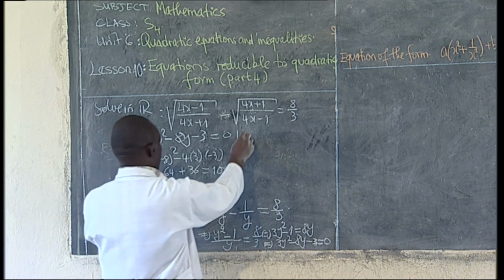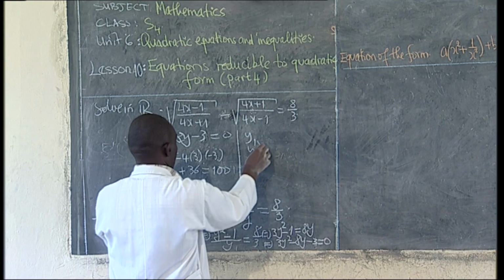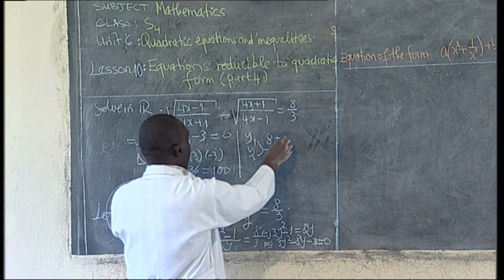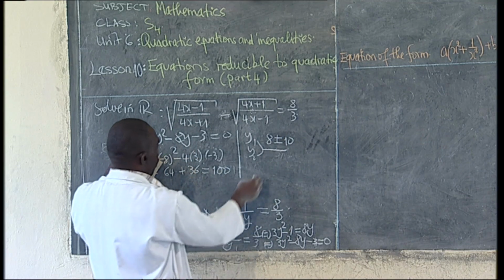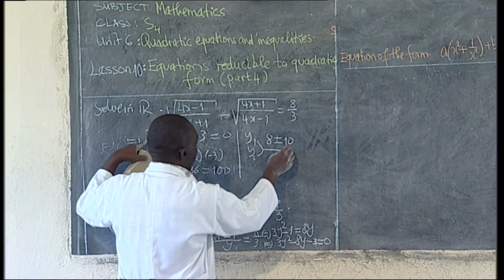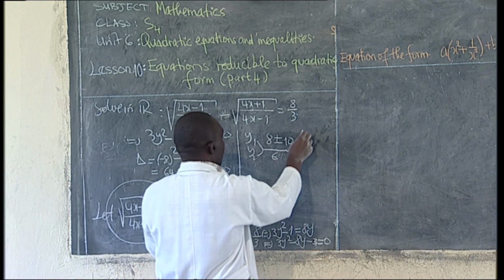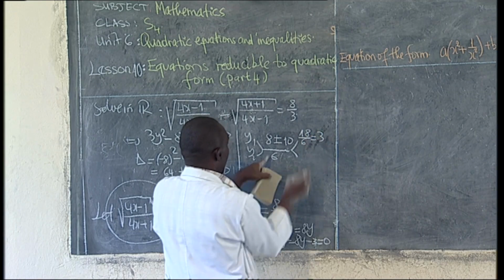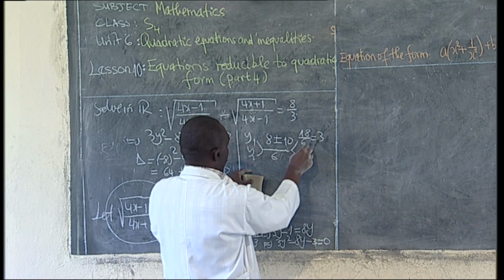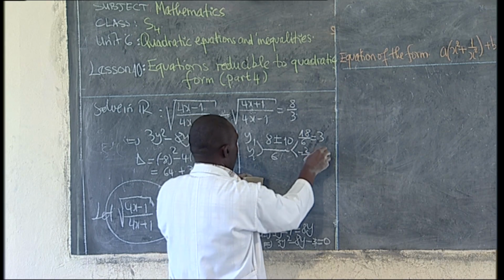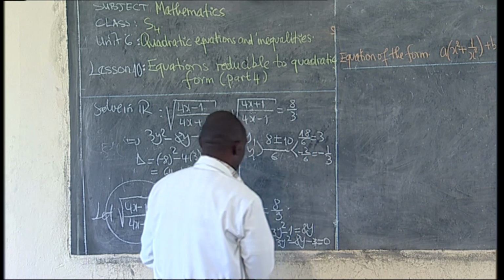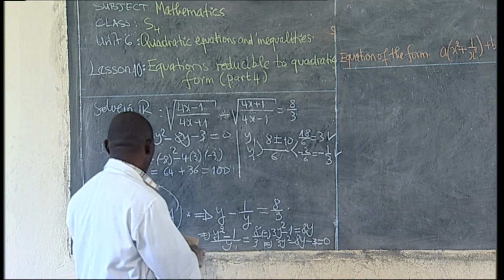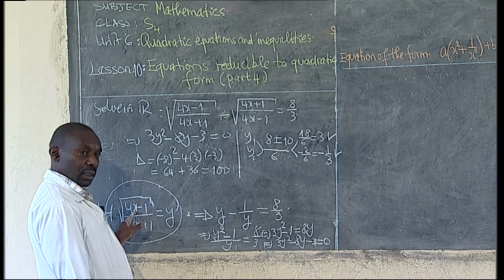Solving for y, I get 8 plus or minus root of 100, which is 10, divided by 2 times 3, which is 6. That means I have 18 divided by 6, this is 3, and 8 minus 10 is minus 2, divided by 6, this is negative 1 divided by 3. So these are the values of y. We are going to find the value of x.